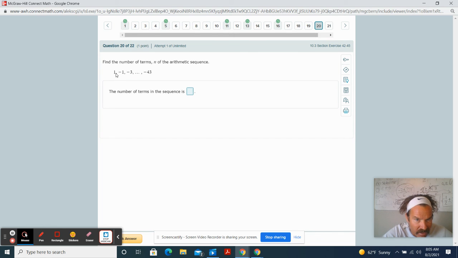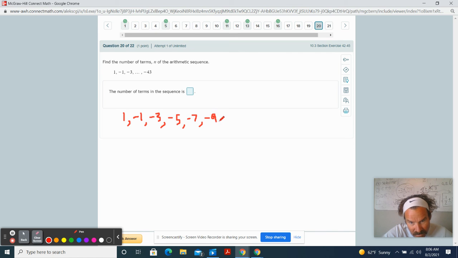It looks like it's subtracting 2 each time. So I could keep on doing that and subtract 2 each time. But I really don't want to do that. I don't want to go subtract 2, subtract 2, subtract 2, subtract 2. I mean, it's going to take me forever to get to negative 43. Okay. There's a certain number of values here. We call those number of values n.